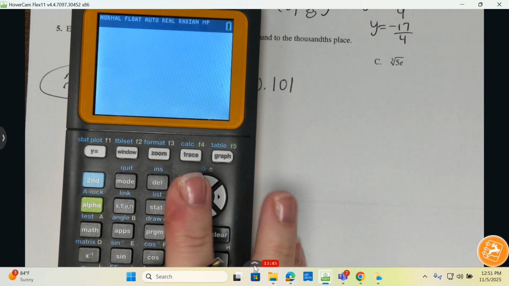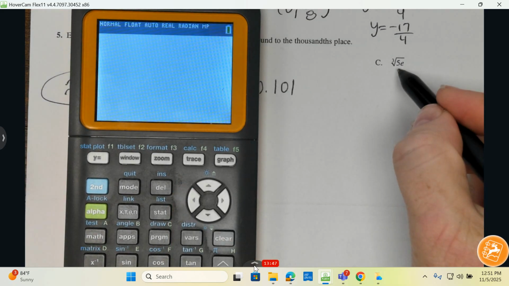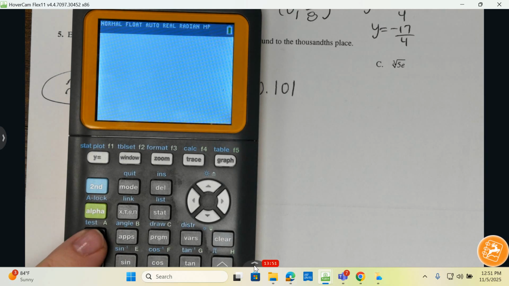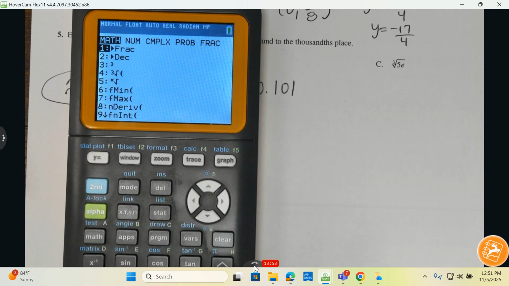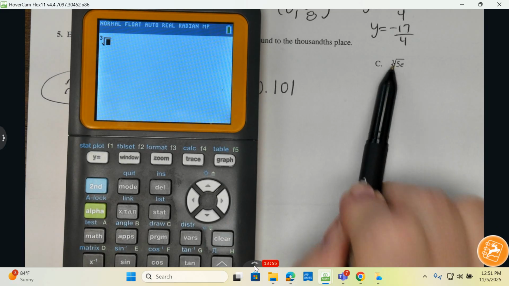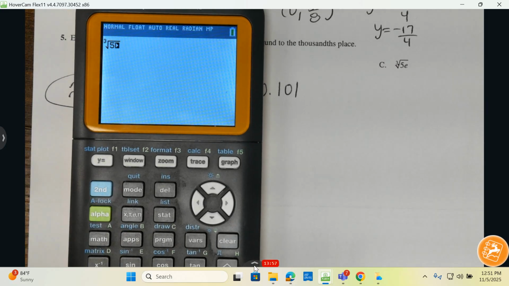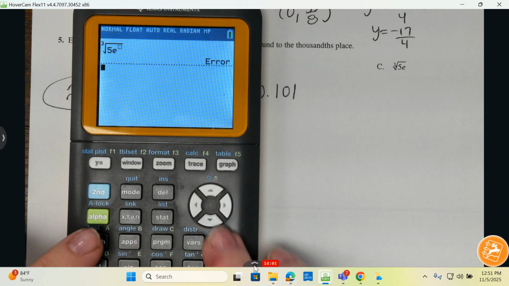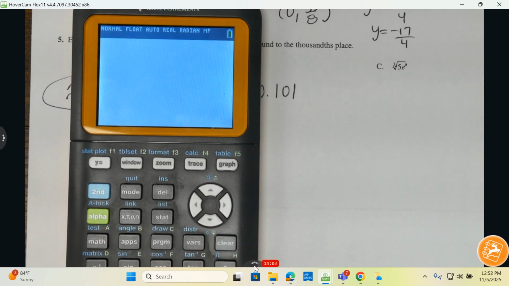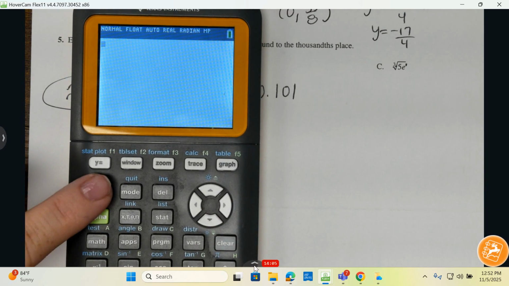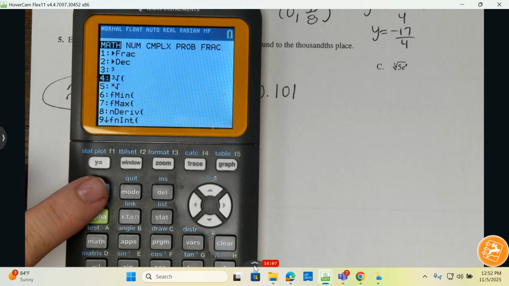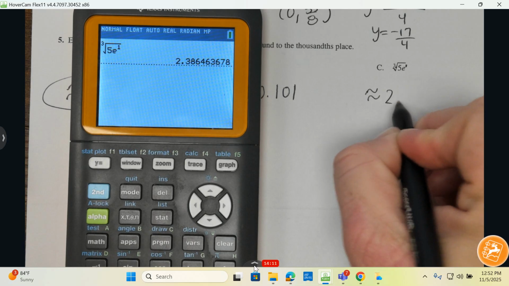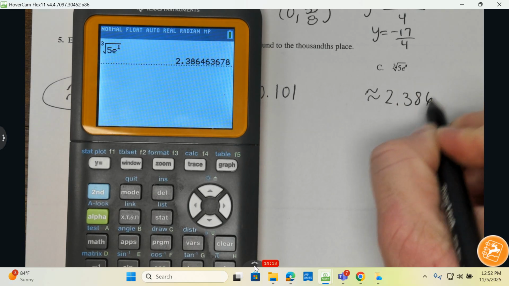And finally, how do we do cube roots? That's what this is. This is different than a square root. It's a cube root. Well, if you hit math, we're going to go down to the 4th option. And we already have a cube there, and then I have 5e. Whoops, and I have to do e to the first. Excuse me. How do you know it's to the first when you don't see an exponent to the first? Let's go do this once again. So math all the way down, and we have 5e to the first, and we have approximately 2.386.